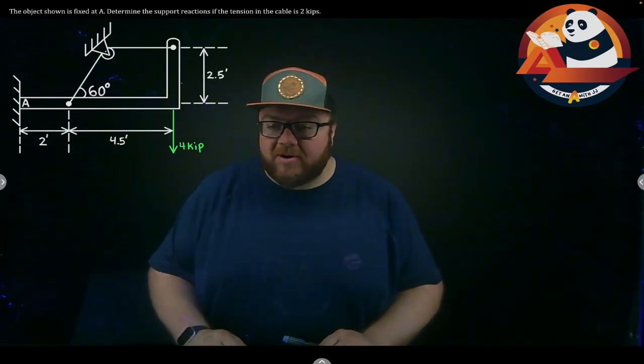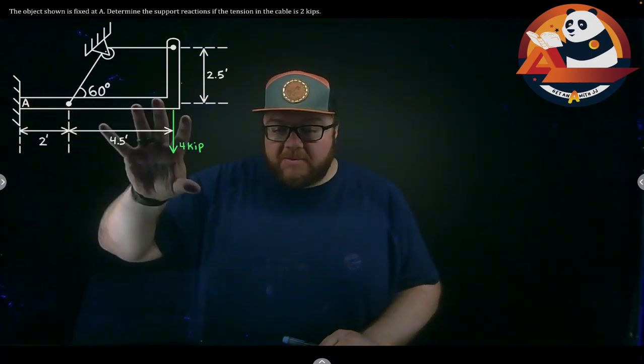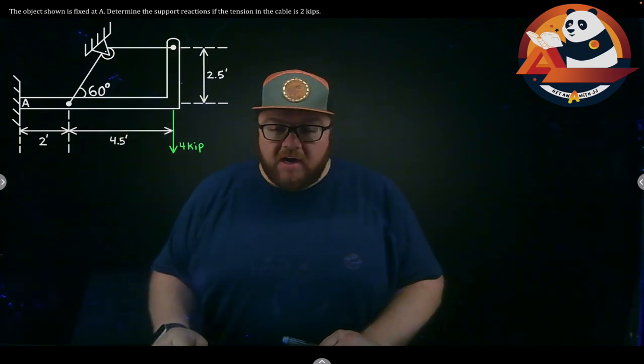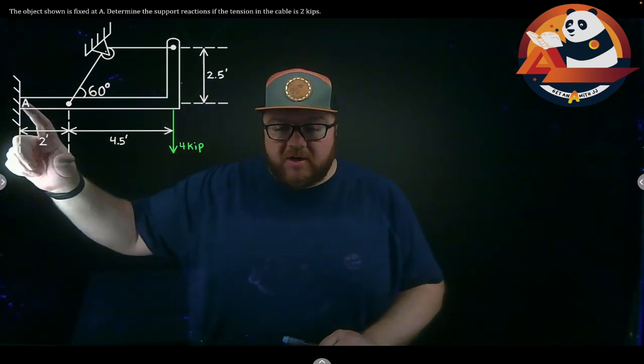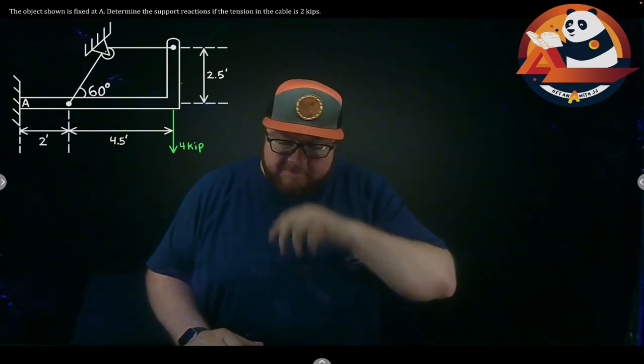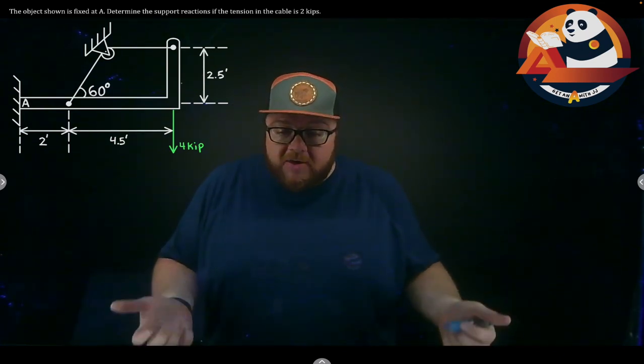Let's tackle an example problem. We have our object shown here is fixed at A, then we have a cable that's also holding it up. Let's determine the support reaction, what's going on here at A, if our tension in the cable is known to be 2 kips. So we're going to have to apply equilibrium to tackle this.